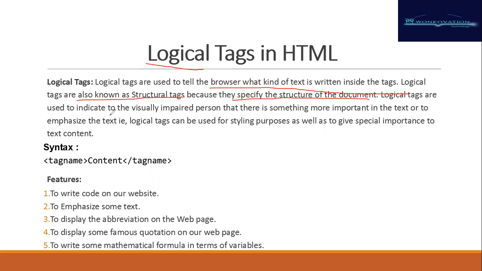The logical tags are used to indicate to a visually impaired person that there is something more important in the text, or that the text is to be emphasized. Logical tags can be used for styling purposes as well as for giving importance to the content. See, there are two purposes of using logical tags: styling, as well as giving special importance to a specific text.